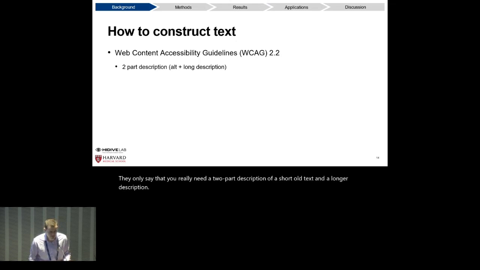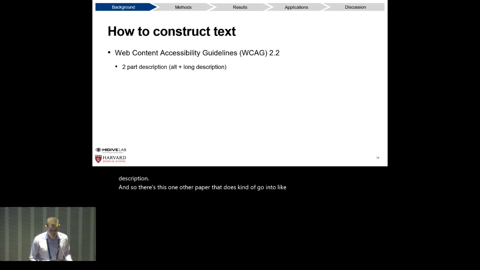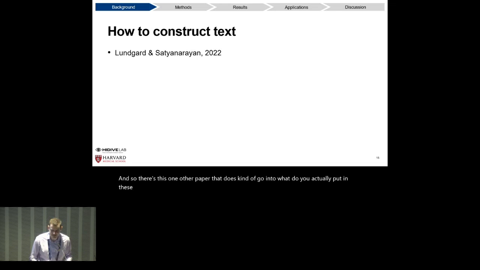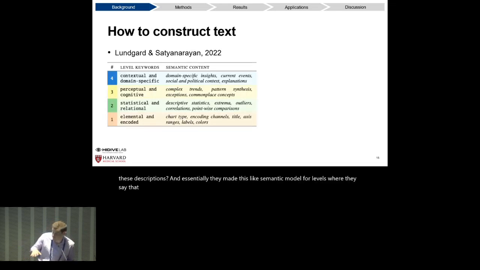There's one other paper that does go into what you actually put in these descriptions. Essentially they made a semantic model of 4 levels where they say that we have a base level of elemental and encoded properties.